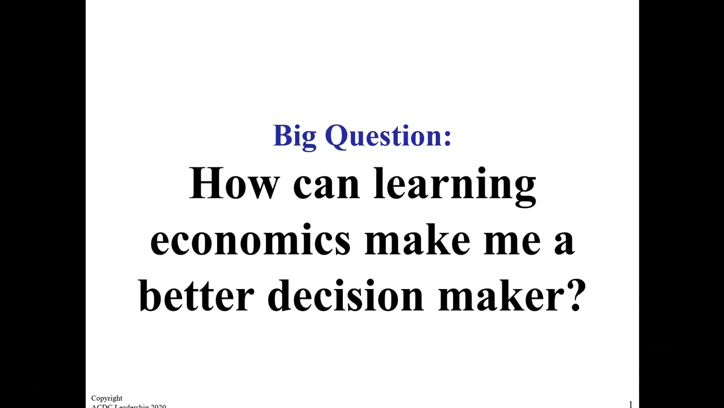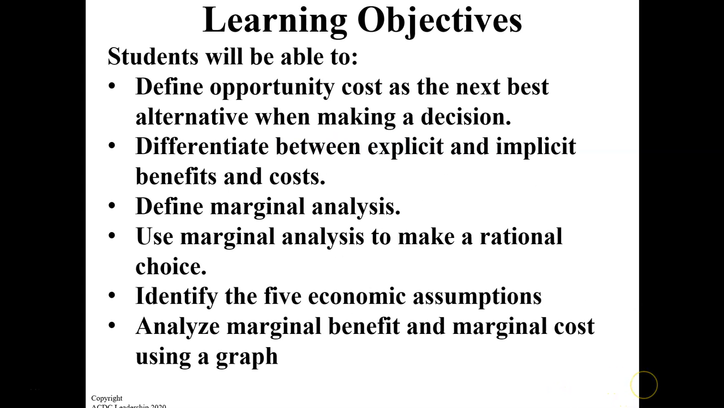The question we're going to answer in this video is how can learning economics make you a better decision maker? Our objectives are to define opportunity cost as the next best alternative when making a decision, differentiate between explicit and implicit benefits and costs, define marginal analysis, use marginal analysis to make a rational choice, identify the 5 economic assumptions, and analyze marginal benefit and marginal cost using a graph.